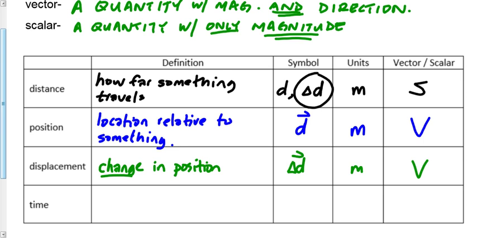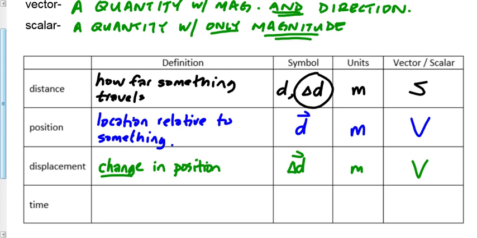What's my distance traveled there? What's my total distance traveled? I went from 2 to 8, which is 6, and then I went back from 8 to 4, which is 4. My total distance is 10 meters. Make sense? Yes?